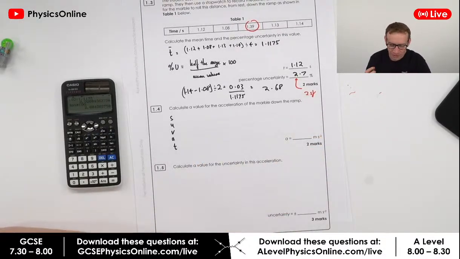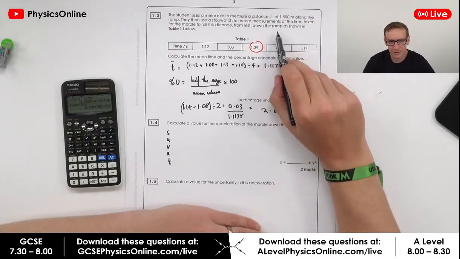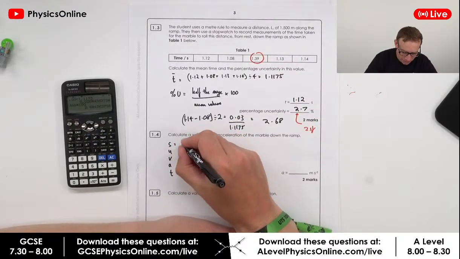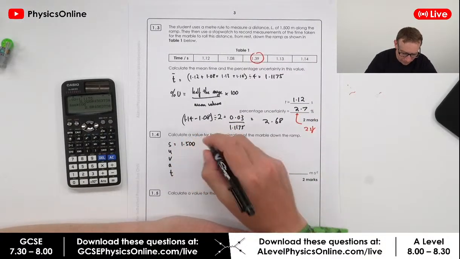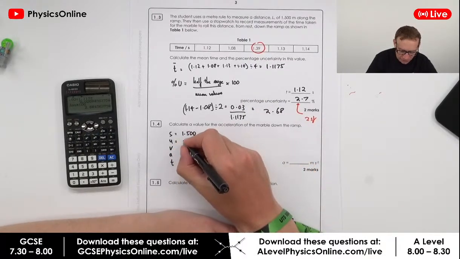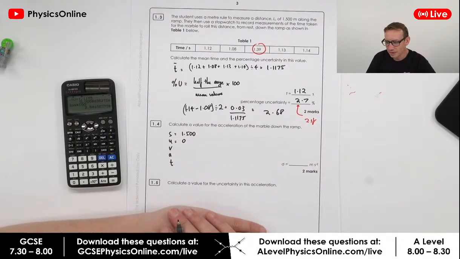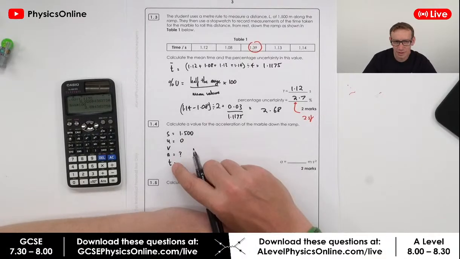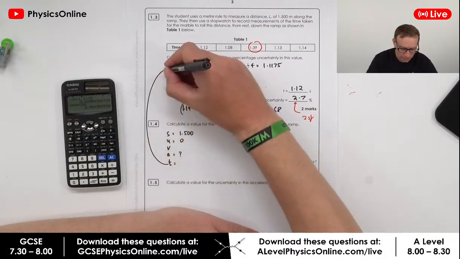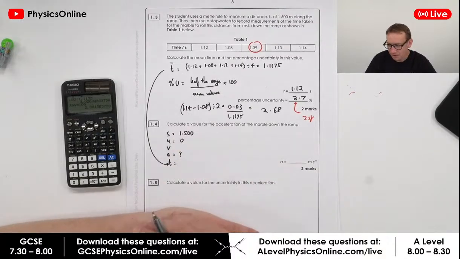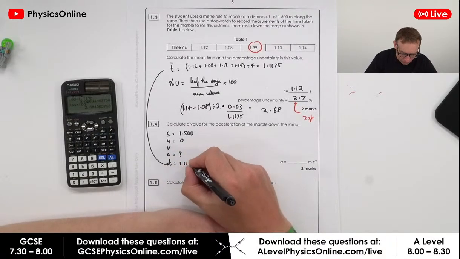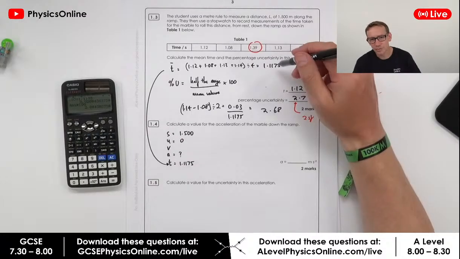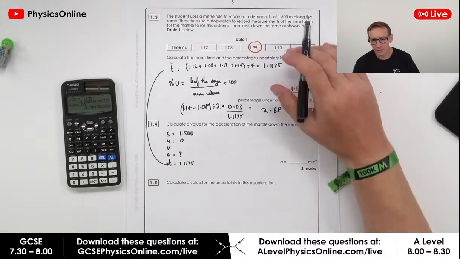Okay, so do we know how far it's gone? Well, it's gone a distance of 1.500 metres. So that's equal to 1.500. We know it starts initially at 0 metres per second. We don't know the acceleration, but we know the time because we've worked it out up here. Okay, so the time is equal to 1.1175. So again, I'm not going to use my rounded down value, I'm going to use my raw data.